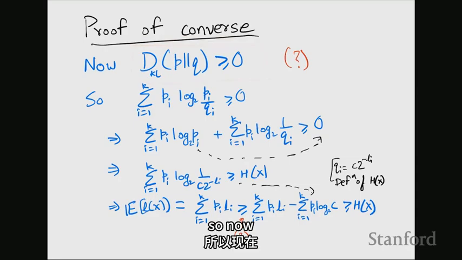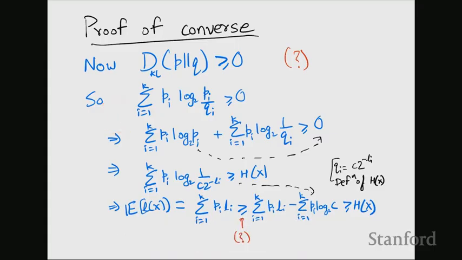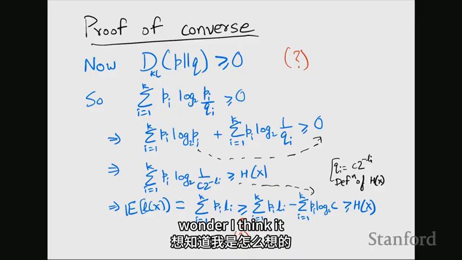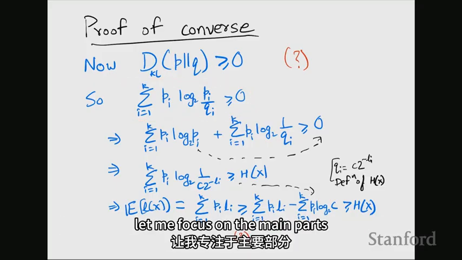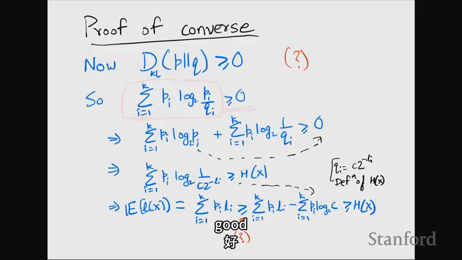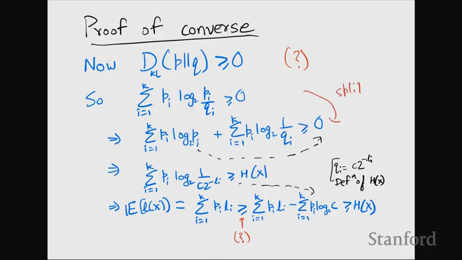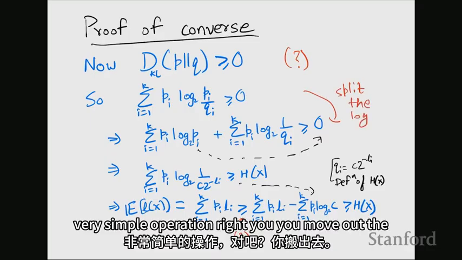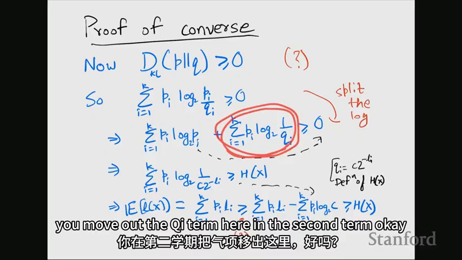Okay. So now math, just moving around terms. Yeah, I won't do it. Just read it at home to understand some of the moving of variables from here to there. Let me focus on the main parts. So here you write down the KL divergence. It's greater than or equal to 0. Good. Then next step, let's write it here. So you basically split the log. Very simple operation, right? You move out the Q_i term here in the second term. Okay.